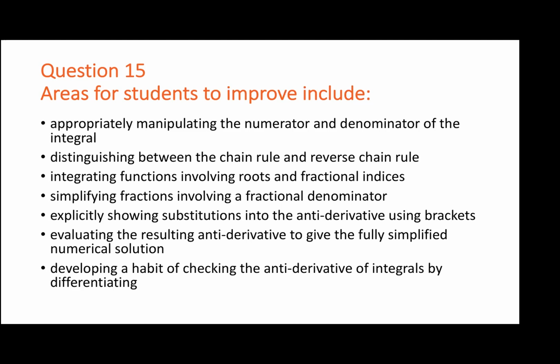They needed to evaluate the resulting antiderivative to give the fully simplified numerical solution. So they needed to work all the way out what 4 to the power of 3 on 2 was, rather than leaving it like that. The idea here is to develop a habit of checking the antiderivative of integrals by differentiating. So they could have been more assured that it is the correct derivative when they were doing the reverse chain rule as well.